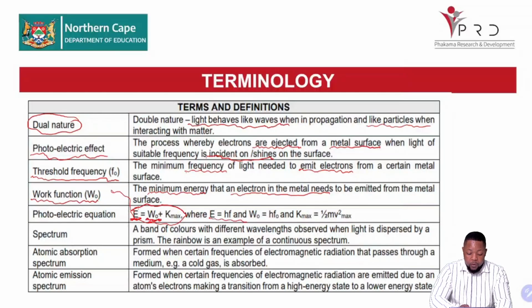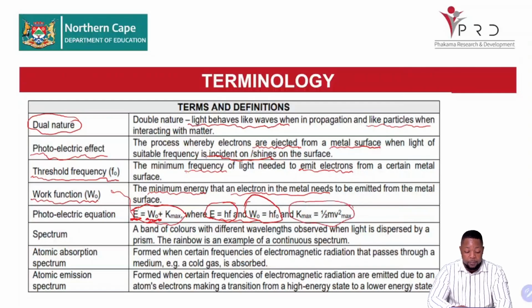This formula can also be written in another way. This is the energy of the photon. This is the formula for the work function. And this is the formula for the maximum kinetic energy.